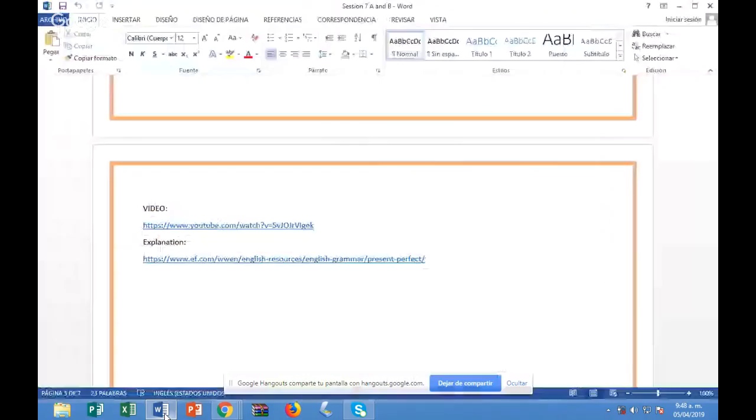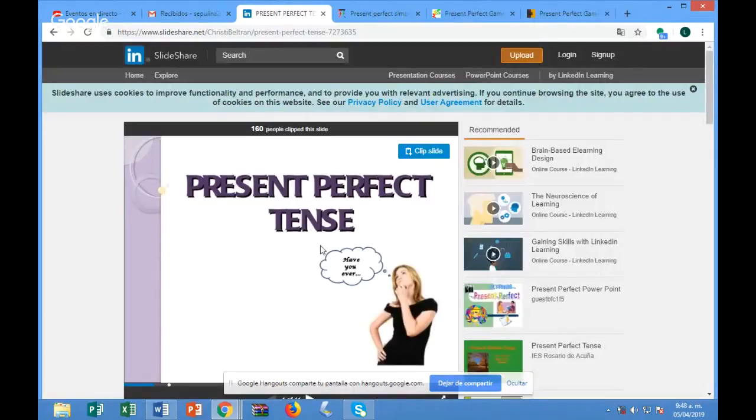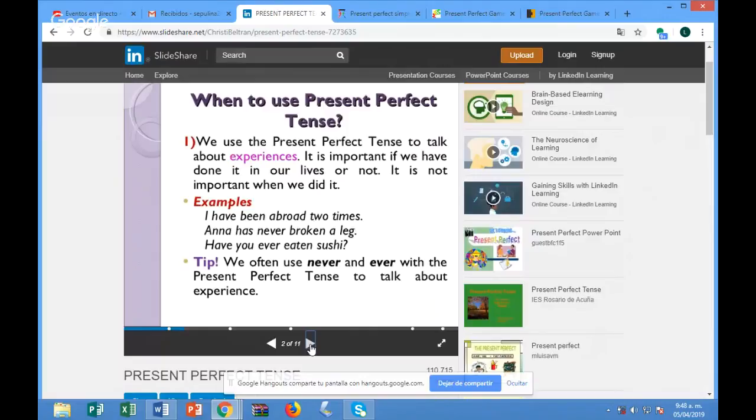So now I have here some words that we use with the present perfect tense. And we use the present perfect tense to talk about experience, like I mentioned before. It is important if we have done it in our lives or not. It is not important when we did it, okay? So it's not concerned with when the action happened, or depends what we want to talk about. I have been abroad 2 times. Anna has never broken a leg. Have you ever eaten sushi?